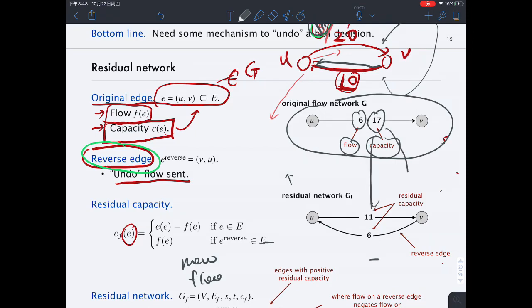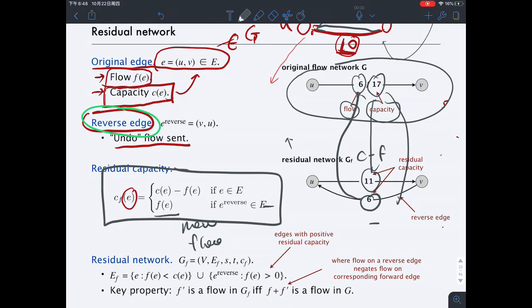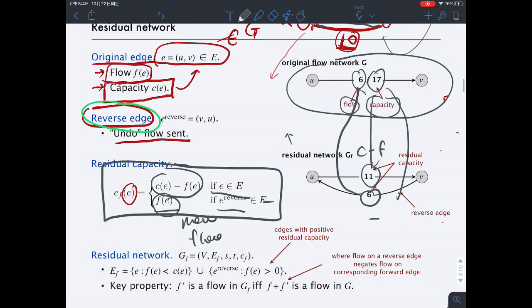Then you keep two edges. For the original edge, you just use the capacity minus flow. And for the second edge, you just copy the flow. This is exactly how we define the residual capacity. So in case it's a reverse residual edge, use the flow information. In case it's not reverse, use the delta between the capacity and the flow.